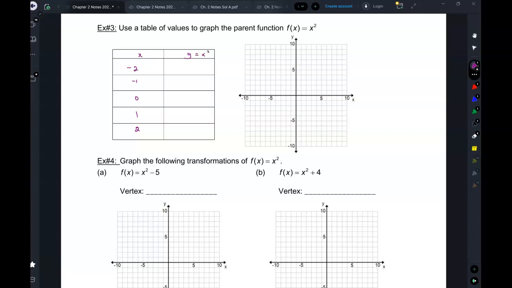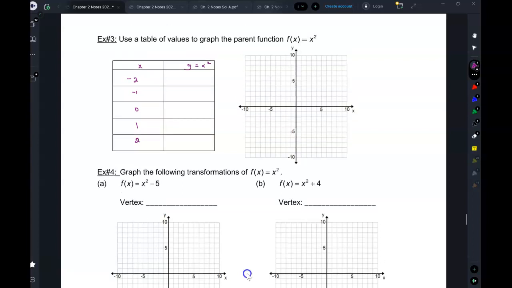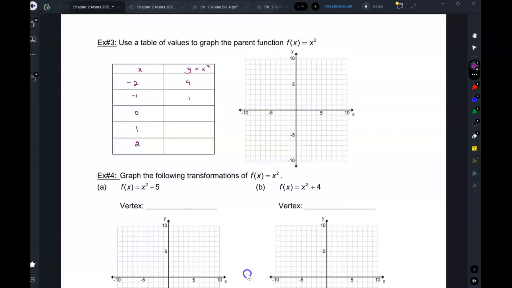So if y is x squared, when x is -2, what's y? 4. And at -1, right? And 0, 0, 1, and 4. Okay, so I go to -2, and it's up 4, -1, 1, 0, 0, 1, 1, 2, 4.